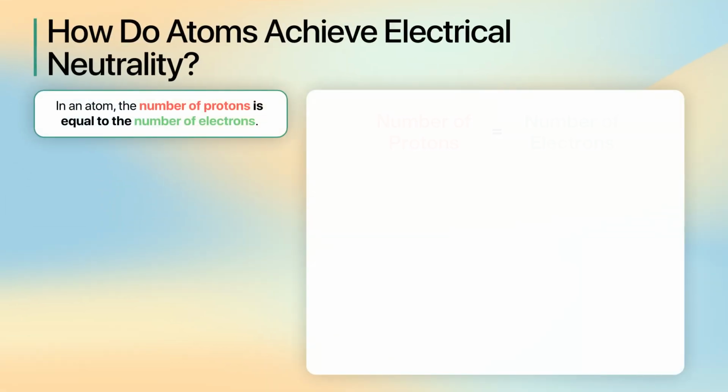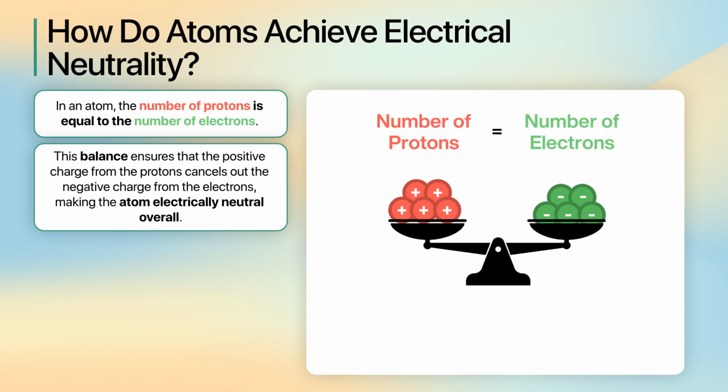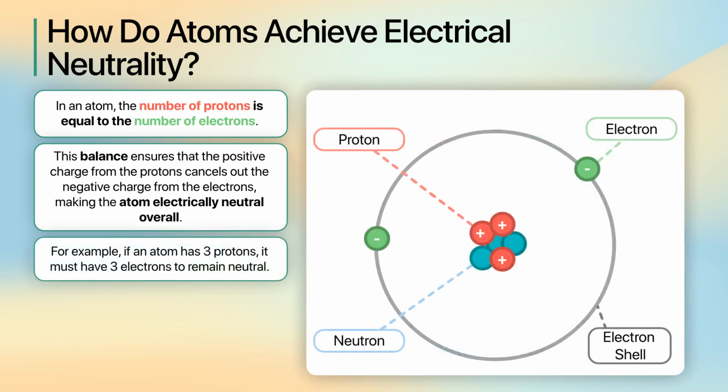In an atom, the number of protons is equal to the number of electrons. This balance ensures that the positive charge from the protons cancels out the negative charge from the electrons, making the atom electrically neutral overall. For example, if an atom has 3 protons, it must have 3 electrons to remain neutral.